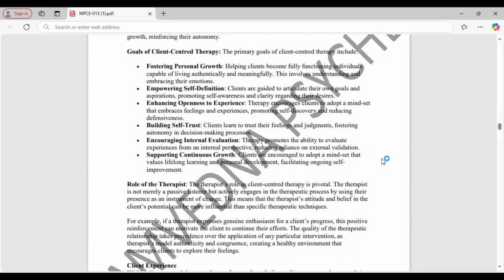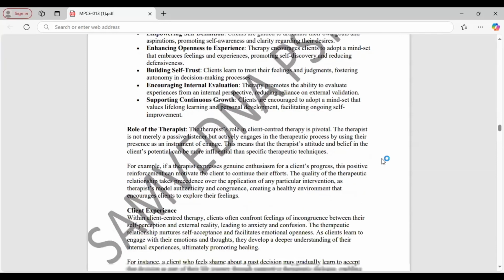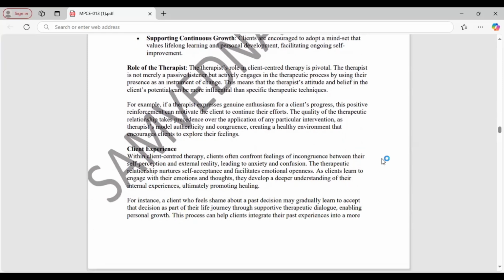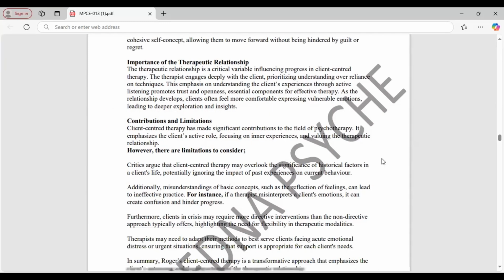Role of therapist. The therapist actively engages in the process, using their presence to influence change. Their belief in the client's potential can motivate further growth, with the therapeutic relationship taking precedence over specific techniques. Client experience. Clients often face incongruence between self perception and reality, leading to anxiety. The supportive relationship fosters self acceptance and emotional openness, promoting healing and integration of past experiences into a cohesive self concept.